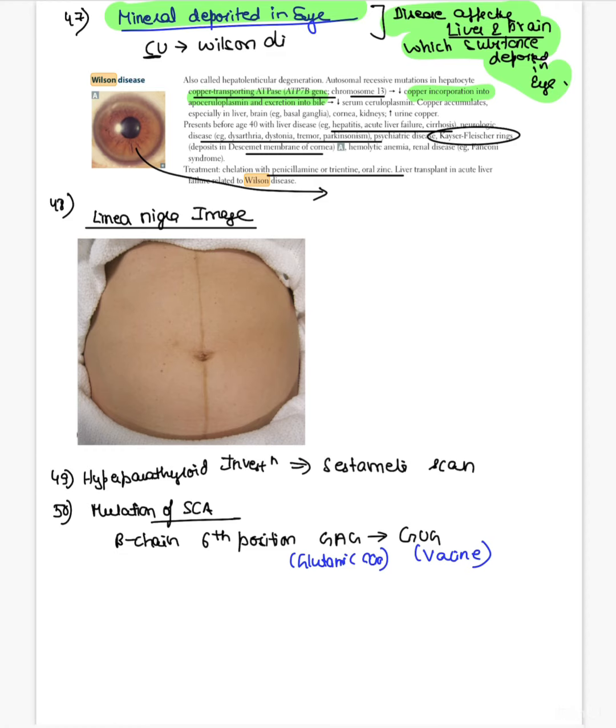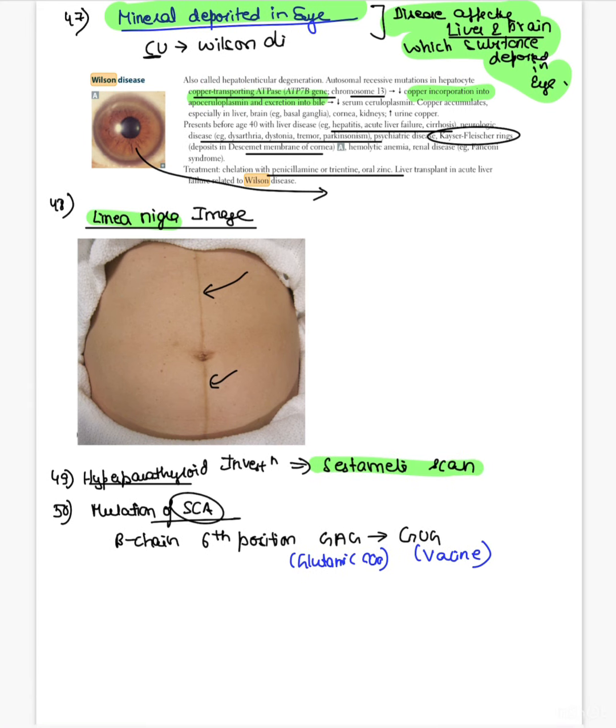Then they ask you an image of linea nigra. Basically this is a sign in pregnancy, due to increase in melanin, from proopiomelanocortin. Then they ask you the investigation of choice for hyperparathyroidism. This is a must-know point from radiology, that is the sestamibi scan.